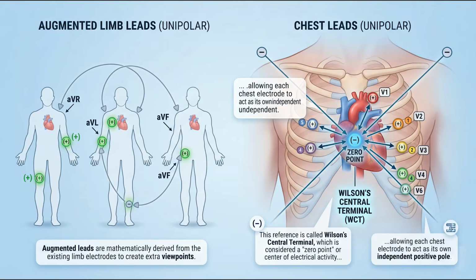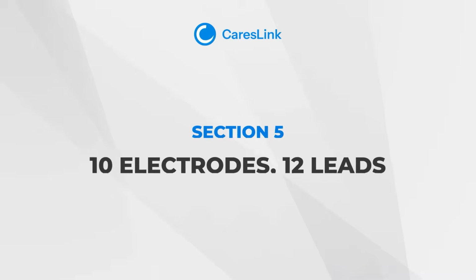In contrast, we have unipolar leads, which include the augmented leads and the chest leads. Augmented leads are mathematically derived from the existing limb electrodes to create extra viewpoints. For the chest leads, since they are unipolar, they require a reference point to act as a negative pole. This reference is called Wilson's central terminal, which is considered a 0 point, or center of electrical activity, allowing each chest electrode to act as its own independent positive pole.